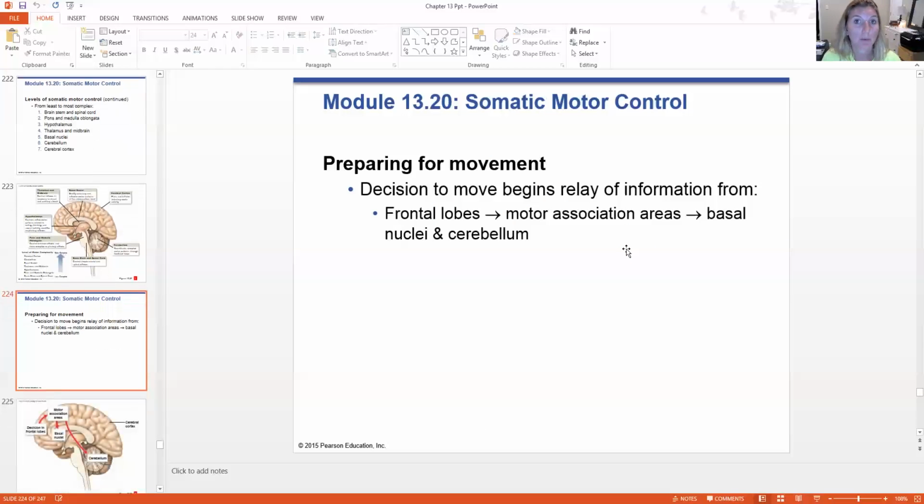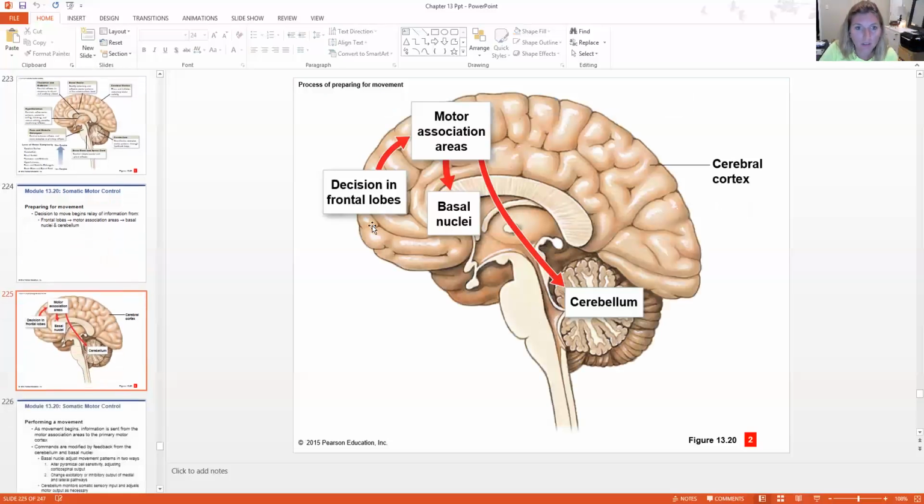So let's talk about how we prepare for movement. The decision to move begins with this relay of information. It starts with the frontal lobes. I'm going to pick my nose, right? So that's all done from my frontal lobe. The motor association areas have to figure out, okay, what does she have to do to pick her nose? The basal nuclei, the cerebellum, all of those are going to coordinate this movement. So decision is made. Motor areas are coordinated with the basal nuclei and the cerebellum.